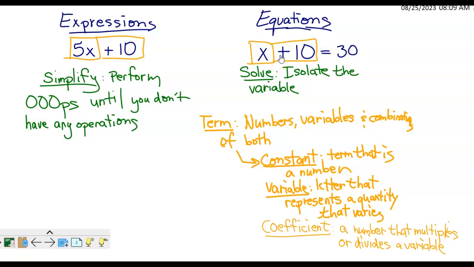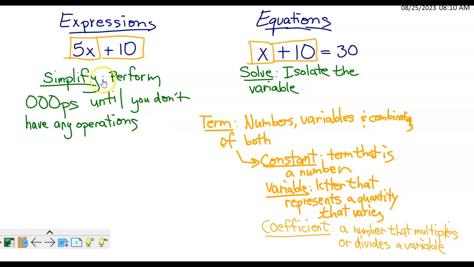All right, so let's drill down a little further and talk about the types of terms that make up expressions and equations. So we have a constant, like this number 10. A constant is a term that is just a number. A variable, here's a variable right there. There's x. A variable term is a letter that represents a quantity that varies.